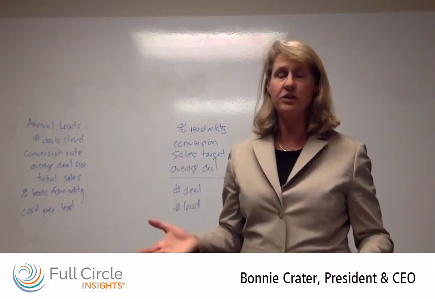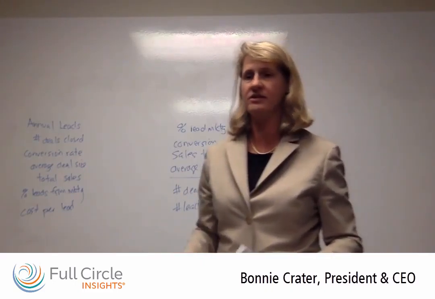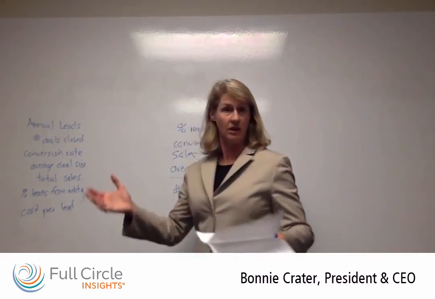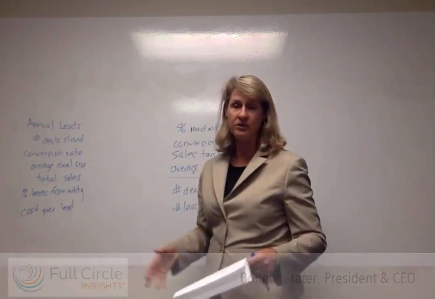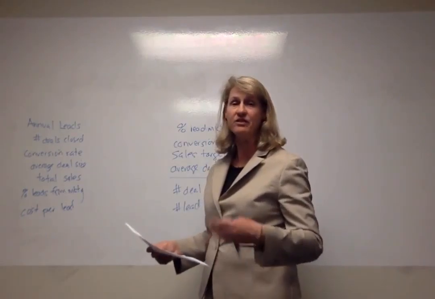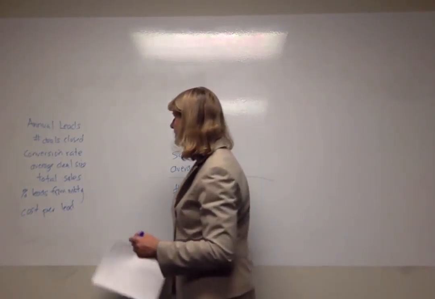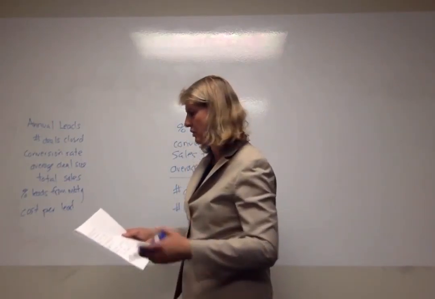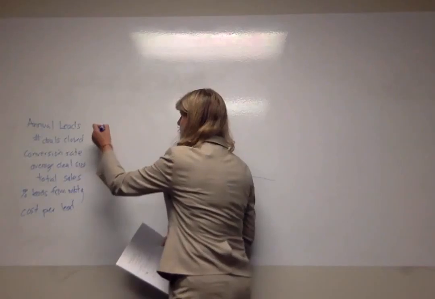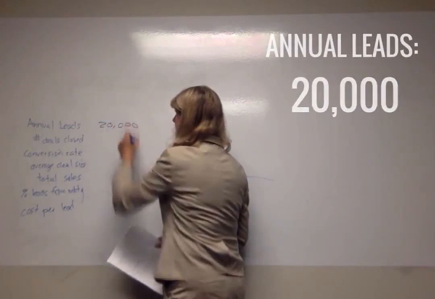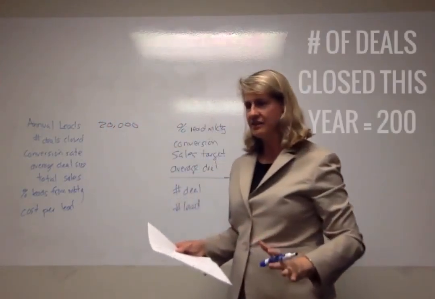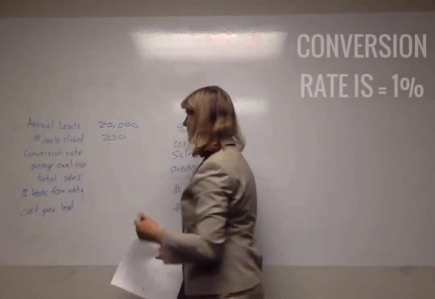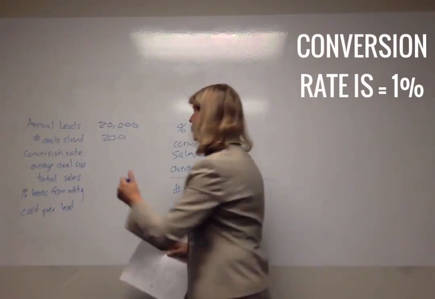So what you want to do is get the information about your current performance. And here's some of the information that you need to get. And we're going to do very simple math and a small example for a small company. So let's say when you go back and check your information inside Salesforce, you find out that your annual leads is 20,000. And the number of deals that you closed this year was 200. So the conversion rate of 20,000 to 200 is, right, 1%.